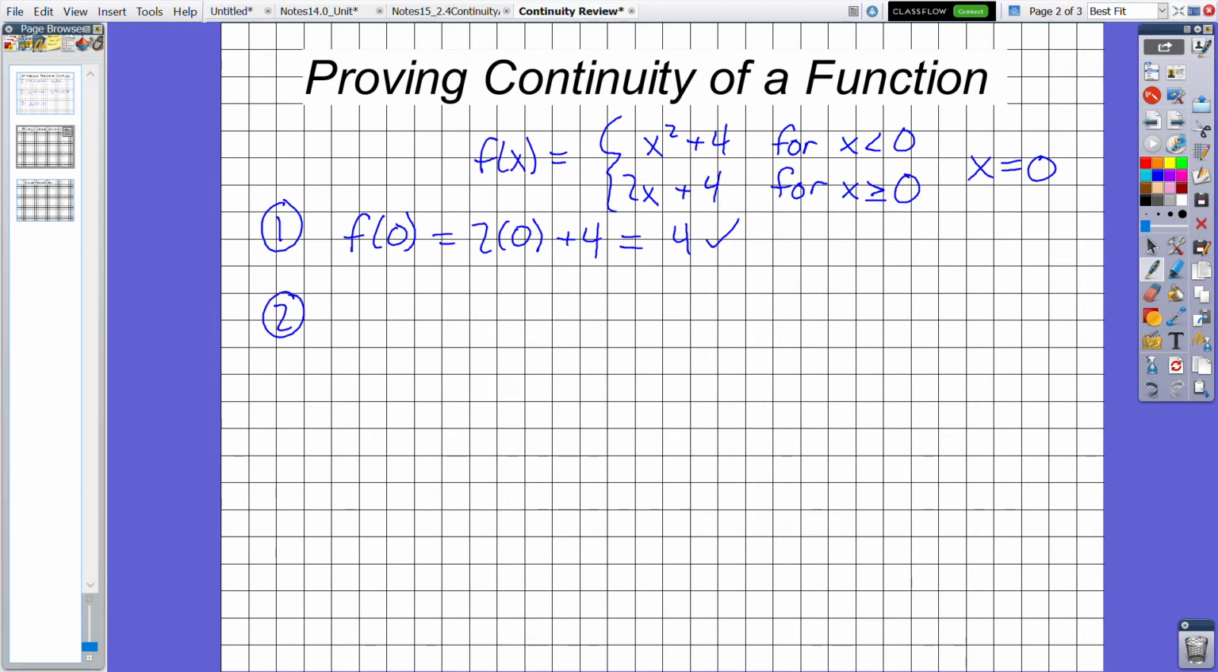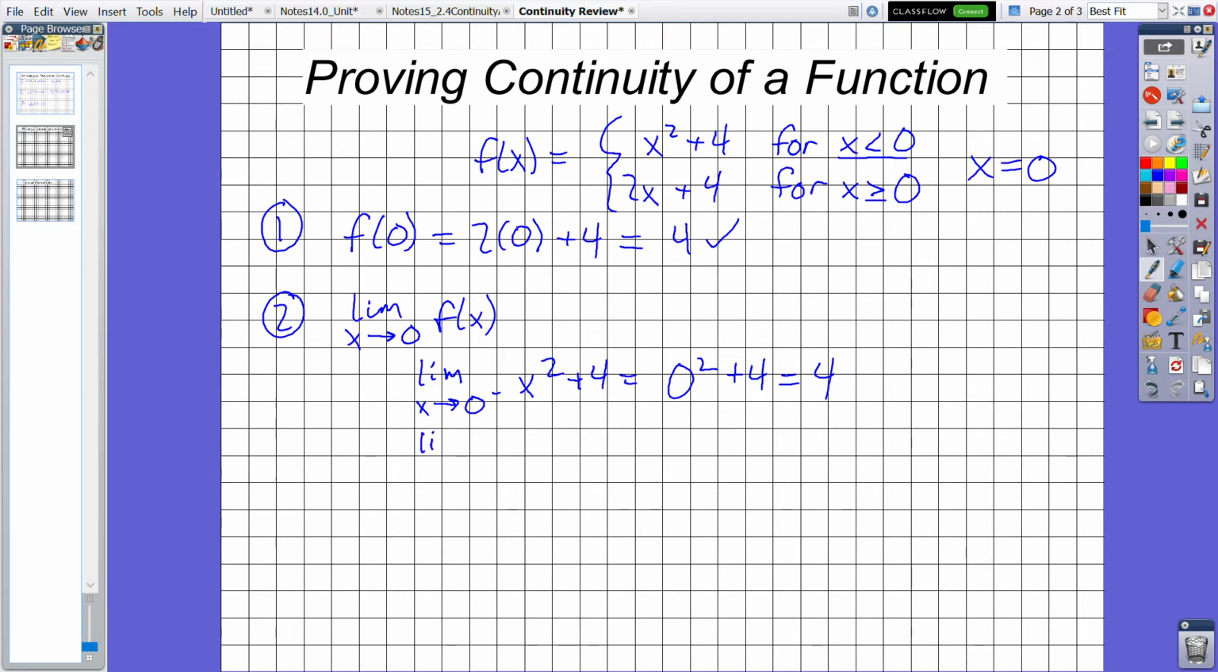Then we go to the second one. We have to prove that the limit as x approaches 0 of our function exists. Once again, we have to test it based on the left-hand and right-hand function. Because of our limit laws, we can just replace x with 0 in our functions. If we test x squared plus 4, because that's everything to the left of 0, all of my negative values, I'm going to do this for my left-hand value. That means I'm going to have 0 squared plus 4. 0 squared is 0, 0 plus 4 is 4. So that checks out so far.